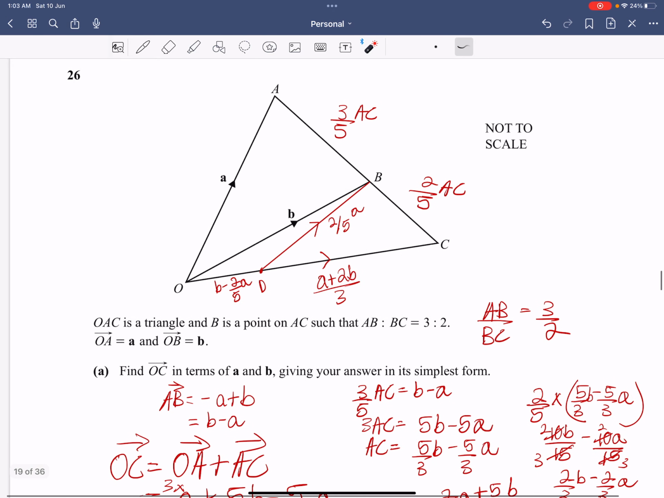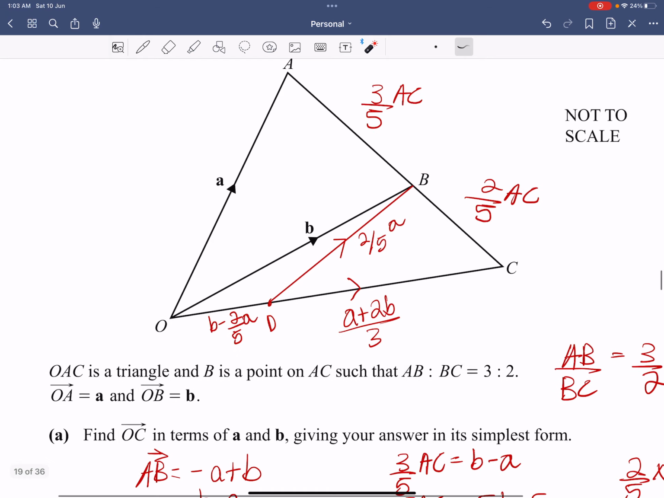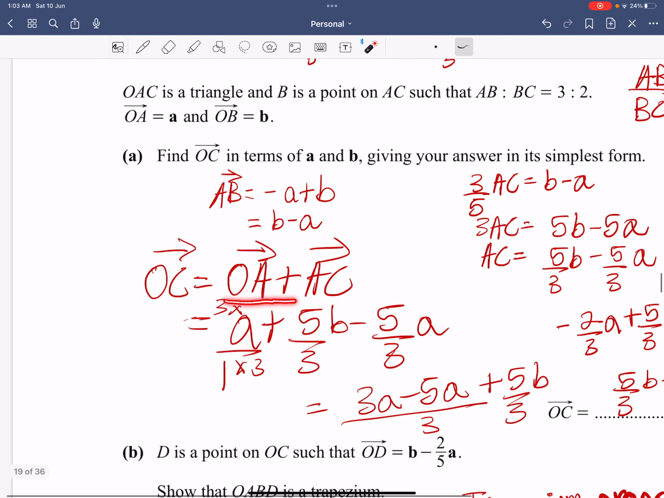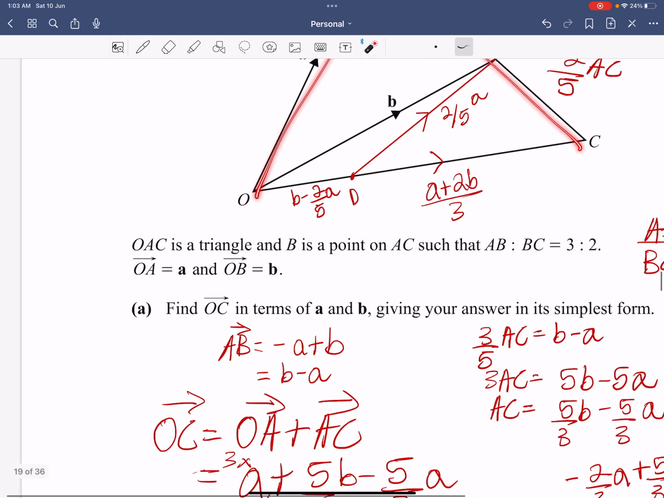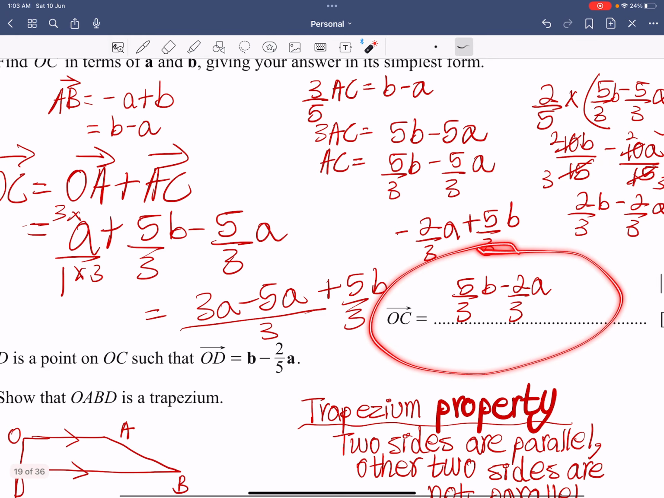Since this is 3 and this is 2, this is 3/5 of AC and this is 2/5 of AC. We have found AB as b minus a, so 3/5 of AC is b minus a. AC will be equal to this. I simply multiplied it, which becomes 5/3b minus 5/3a. Since we found AC, OC is OA plus AC. OA is a, AC is what we have found here. I'll simplify this and this will be our OC.